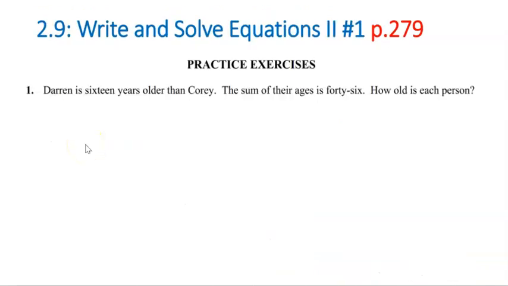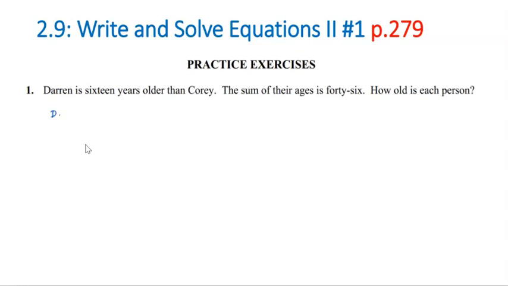Let's try number 1 on page 279. Feel free to pause the video, try it on your own, and check the solution if you need to. So number 1 says Darren is 16 years older than Corey. The sum of their ages is 46. How old is each person?